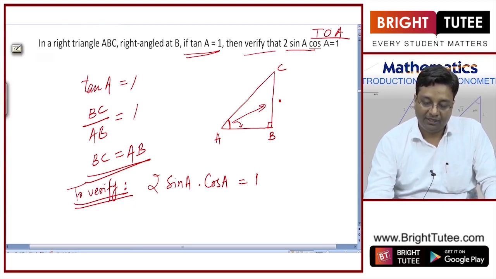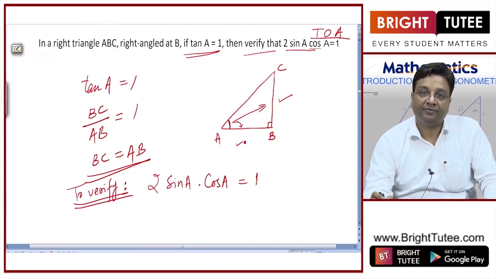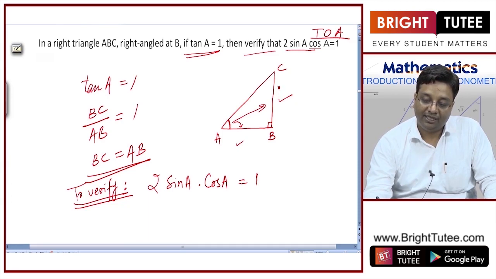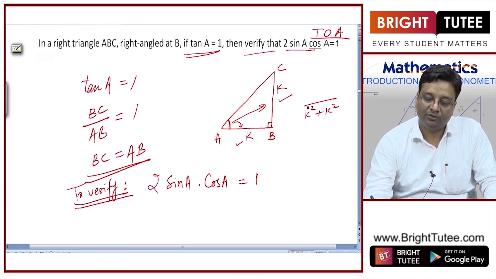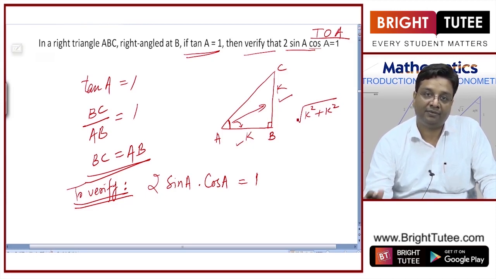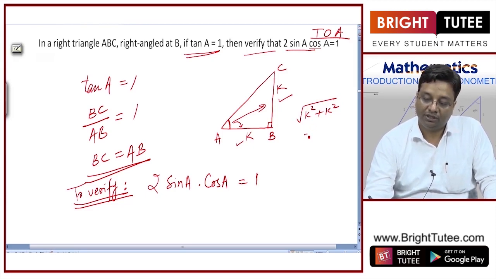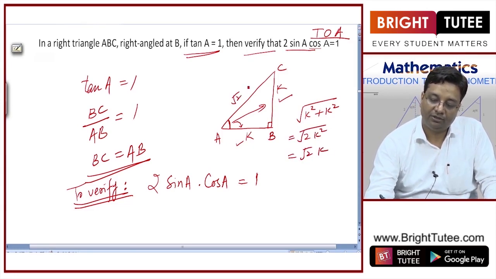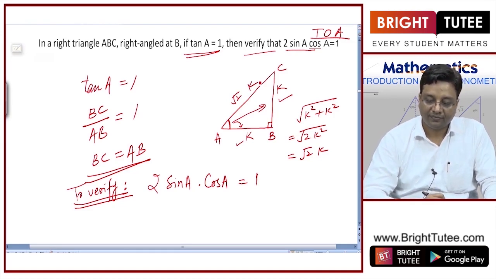And it is given BC is equal to AB, right? So if I take BC as K, I'll have to take AB as K, right? So what will be side AC? AC will be square root of K square plus K square. Why? By applying Pythagoras theorem. So this is square root of 2K square, which will be root 2 of K. Hence you can write it as root 2K, right?